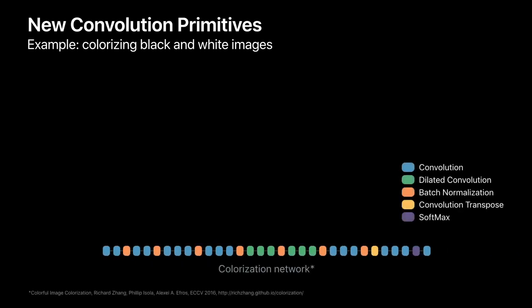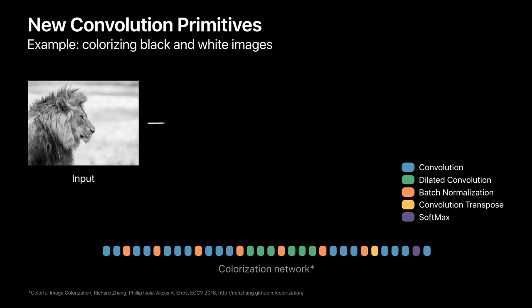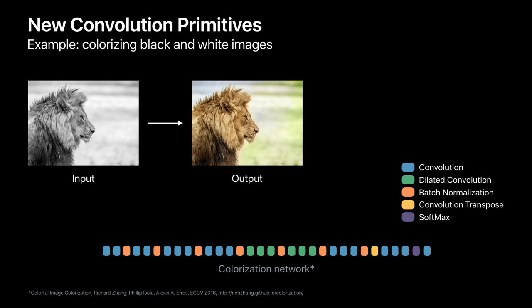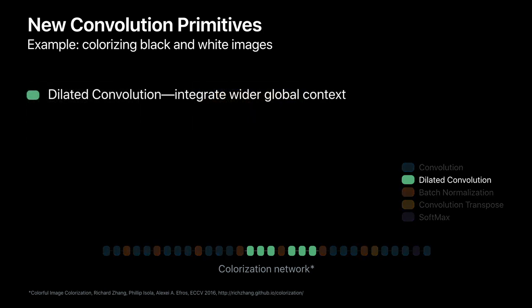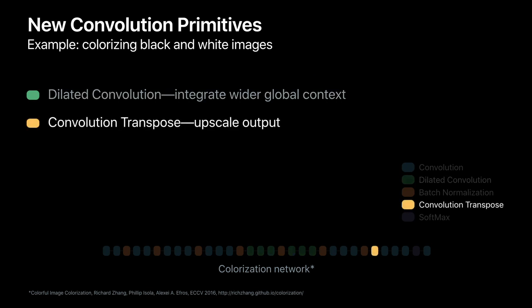And now we want to show you how you can use these new convolution primitives to implement a real-world network. So we took this colorization network that takes black and white images as input and produces colorized images. And this particular network uses the dilated convolution primitive to integrate wider global context quicker. And it uses the convolution transpose primitive to upscale the results of the network.